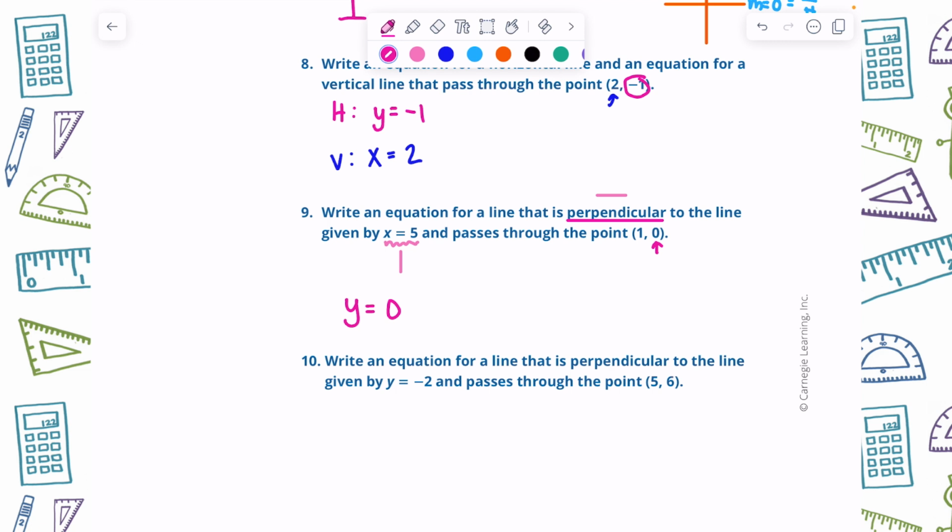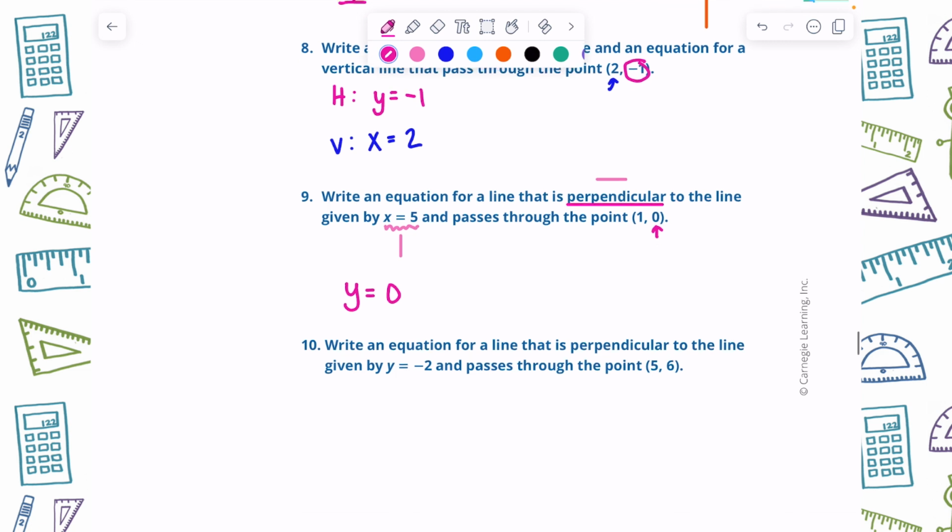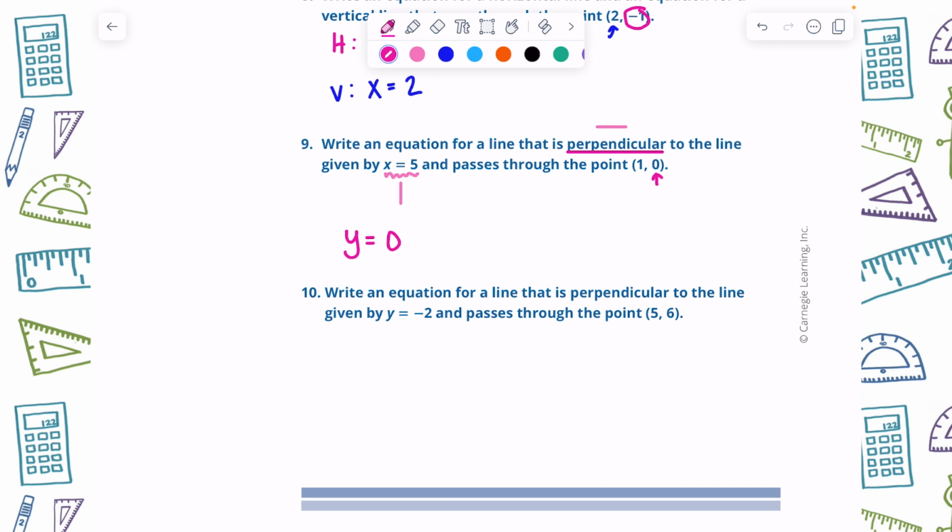And the last one we're going to look at for today is number 10. Number 10 says write an equation for a line that is perpendicular to the line given by y equals -2 and passes through the point (5, 6). So we want it to be perpendicular to y equals -2. We know if it's y equals a number, it's horizontal. So we know this line is horizontal.